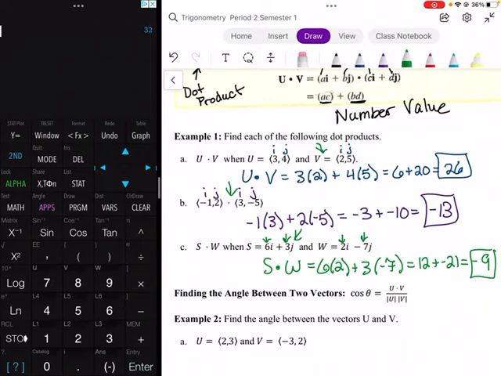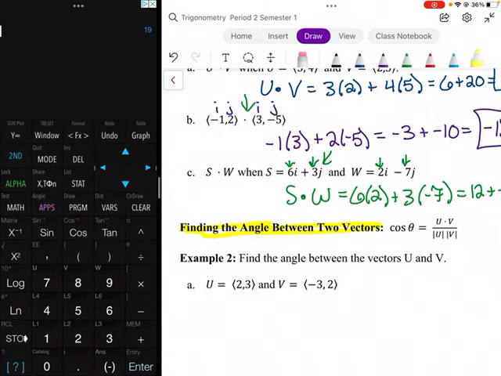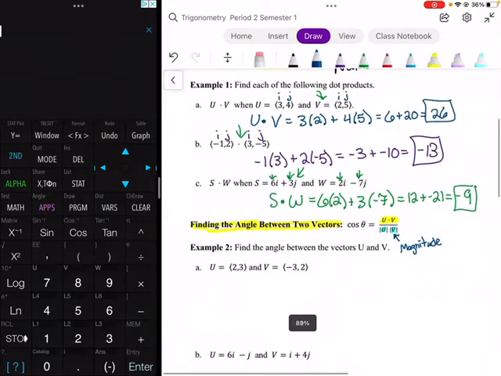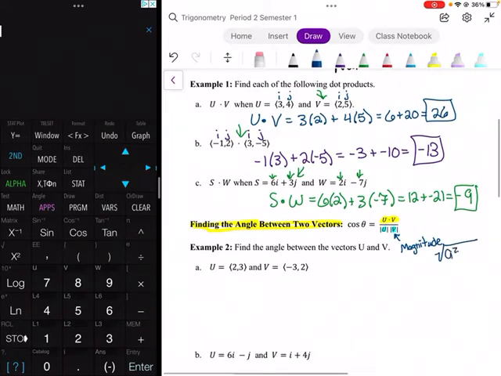So the reason that we use this dot product is so that we can apply the formula for finding an angle between two vectors. And the angle between two vectors we find by taking the cosine, which is equal to the dot product of the two vectors. And then remember on the bottom, I know it looks like the absolute value, but this is the magnitude of u and the magnitude of v. And remember, that was the square root of a squared plus b squared.